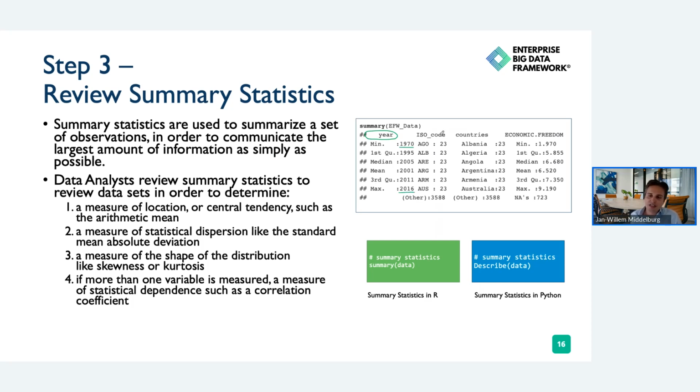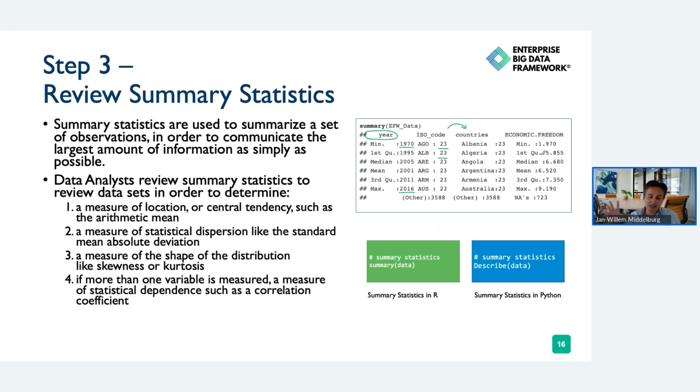We see that there is an equal amount of observations, or likely going to be an equal amount of observations for each of the different countries, which is again confirmed in this second column. And I can also do some numeric variables.